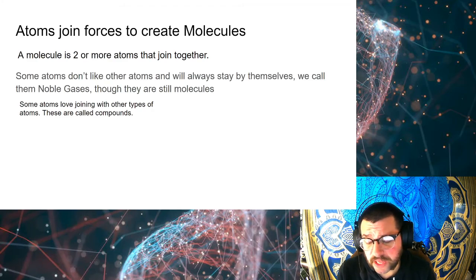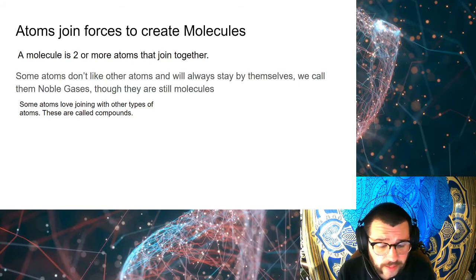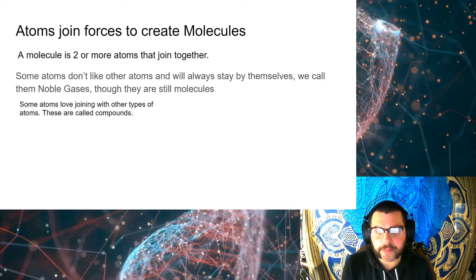Some of them like to join together, and different types of atoms, for instance, join together, and we call those a compound. So a compound is when we have two different types, and a molecule is just a different type of compound. It gets a little confusing.